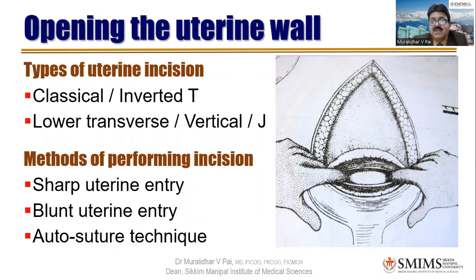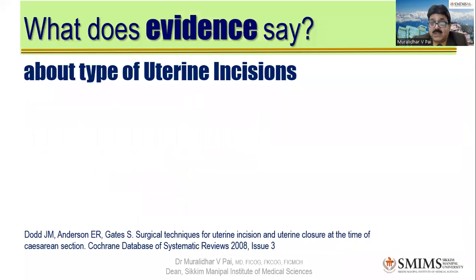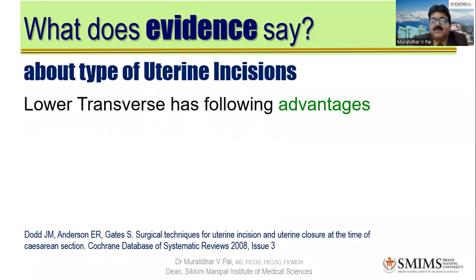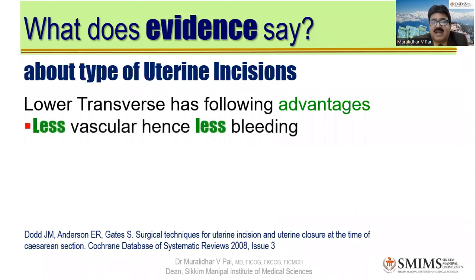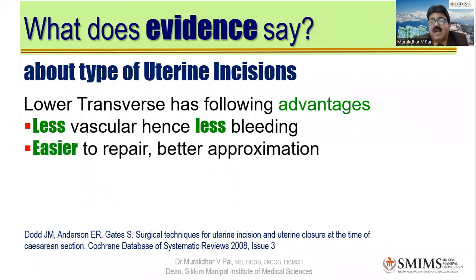So let us now critically analyze. I have already analyzed critically as I was talking, but now let us look at the evidence. Whenever I put this green box, that means the evidence is coming up, and you are not able to see the Cochrane logo, which is behind my picture in picture. So this is a Cochrane review again about the uterine incision. Lower transverse has the following advantages, which I've already talked about. Less vascular, hence less bleeding, in the lower segment, whereas in the upper segment, all the vessels will be there and it is very broad and very thick. It is easier to repair and better approximation.